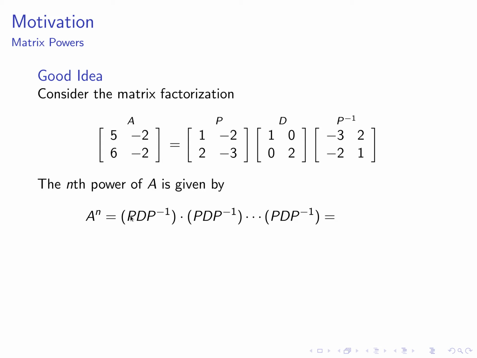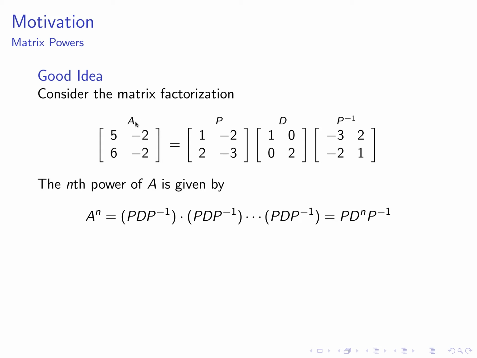So in the first factor here, we have P times D times P inverse, because that's what A is equal to. And then we have another copy of P times D times P inverse. And what we find in the middle here is that we're multiplying P inverse by P, which is the identity matrix. So P inverse cancels with P here, and we're left with D multiplied by D. The idea is that if we keep canceling these inner P inverses with P's, we end up multiplying D by itself n times, although we're still left with the original factor of P on the left and the original factor of P inverse on the right.